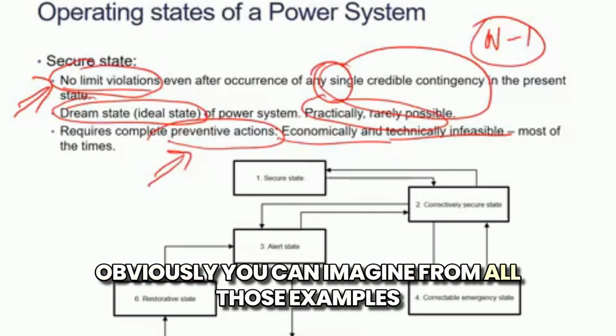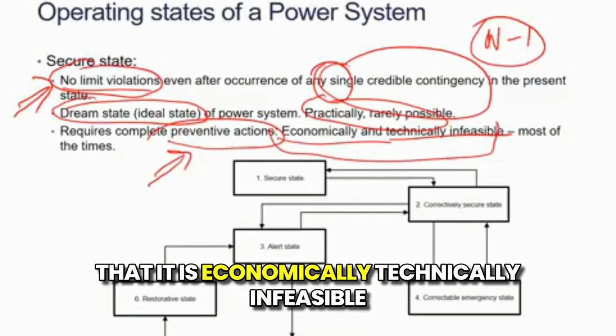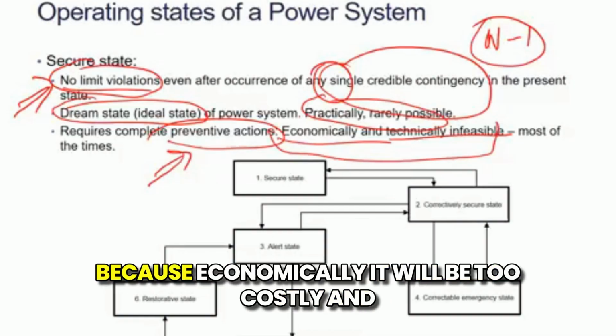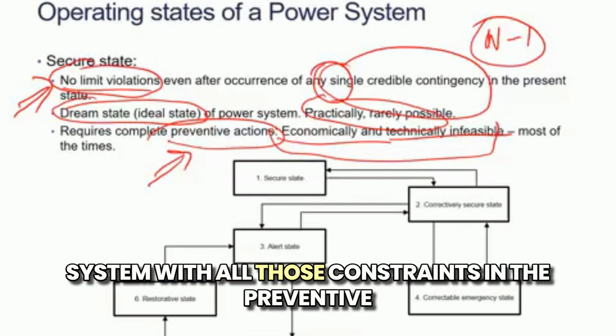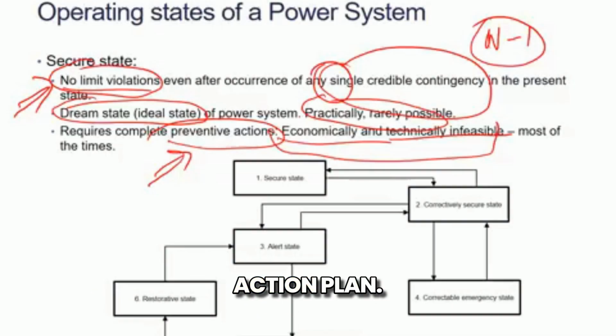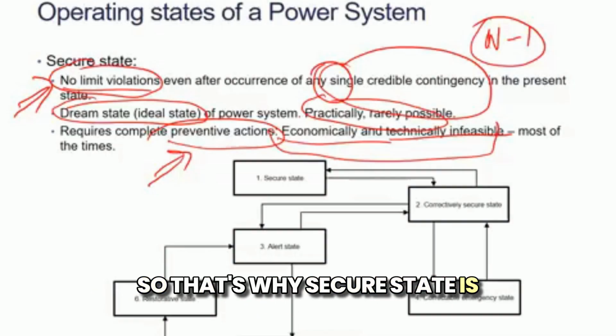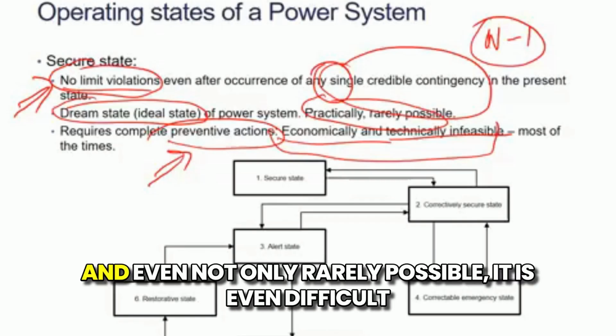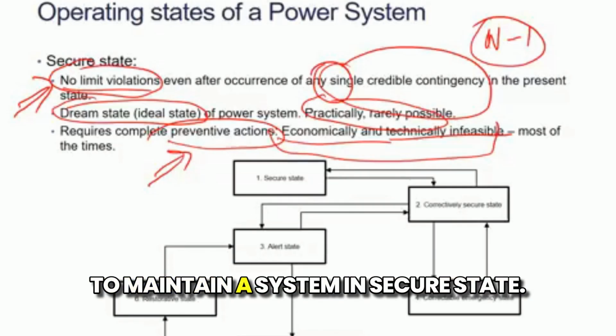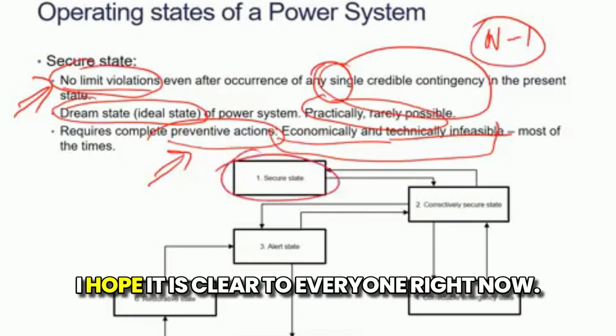You can imagine from these examples that it is economically and technically infeasible, because it would be too costly and too difficult to manage the system with all those constraints in the preventive action plan. That's why secure state is an ideal state, a dream state. It is not only rarely possible, it is even difficult to maintain a system in secure state. I hope it is clear to everyone.